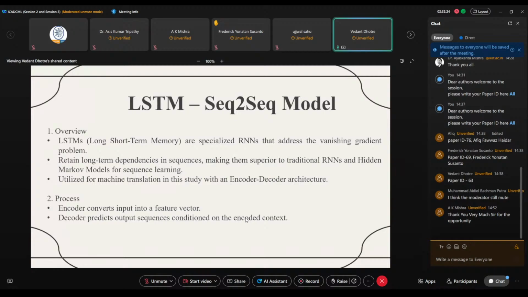Coming to the LSTM sequence-to-sequence model, these are essentially specialized RNNs, as we discussed before, and they address the long-term dependency, the vanishing gradient problem of RNNs. Hence, it retains those dependencies in sequence, and that is what makes it superior to the traditional RNNs and hidden Markov models for sequence learning. This is also utilized in machine translation with an encoder-decoder architecture.